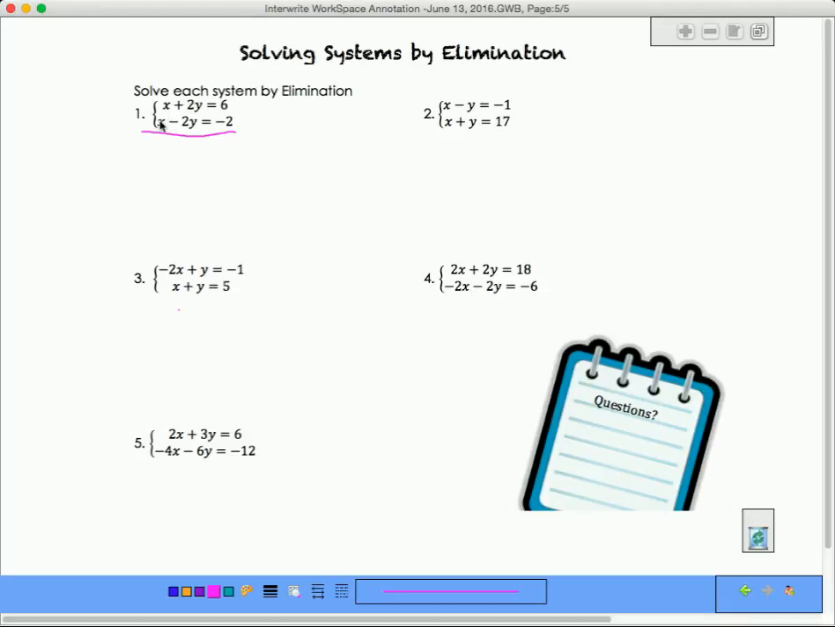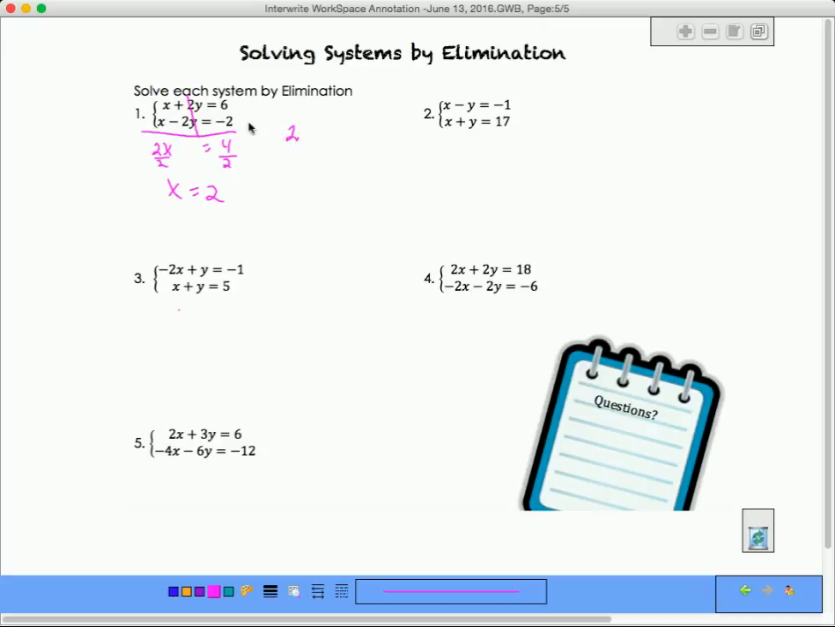So here, x plus x is 2x, but then 2y plus negative 2y, that's 0, that's gone. Bring down our equal sign. 6 plus negative 2 is 4. Divide both sides, and I get x equals 2. And then from there, it's just like substitution. Pick one of the equations and plug it back in.